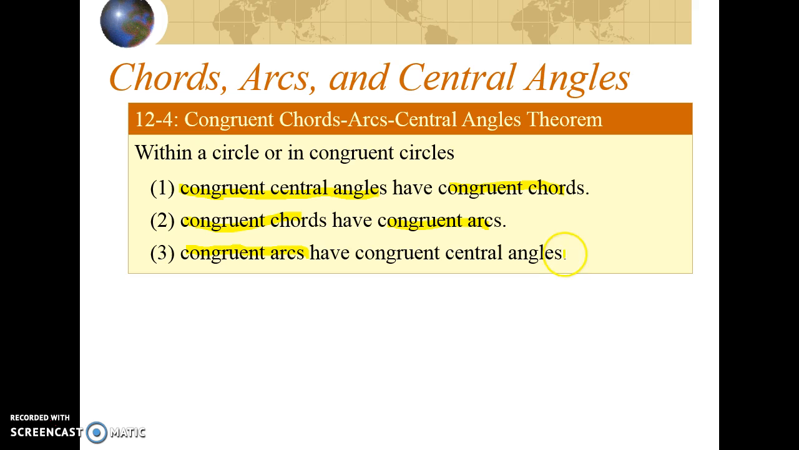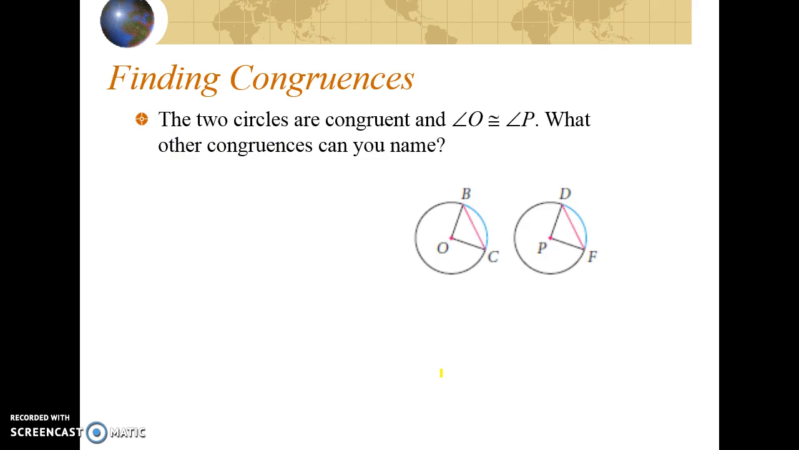So I understand how you could read all of this and still be a little bit unclear on the meaning. So let's look at this next slide. We're given these two circles, one with a center of O, the next with a center of P. And we're told that angle O is congruent to angle P.